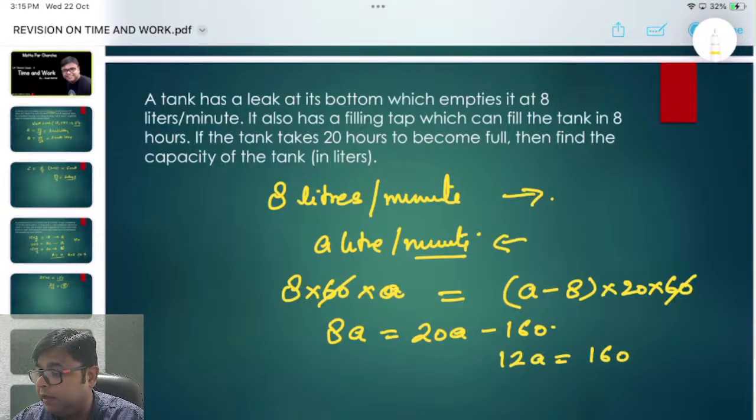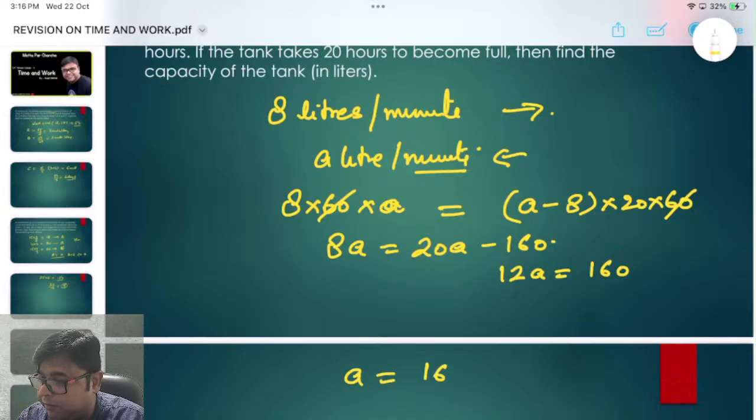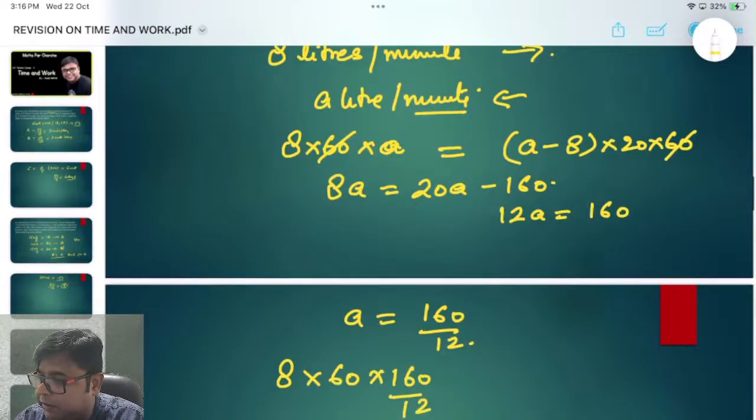So A we will get, right? If I'm not wrong, have I done it correctly? A minus 8, yes. A minus 8 into 20 into 60. 60 anyway gets cancelled. 20A. 12A is equal to 160. So the value of A is 160 by 12. Now put it here. Capacity will be 8 into 60 into 160 by 12.